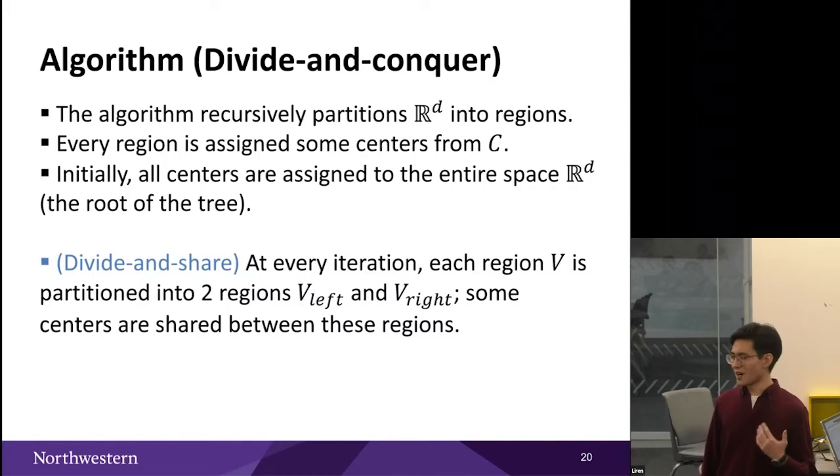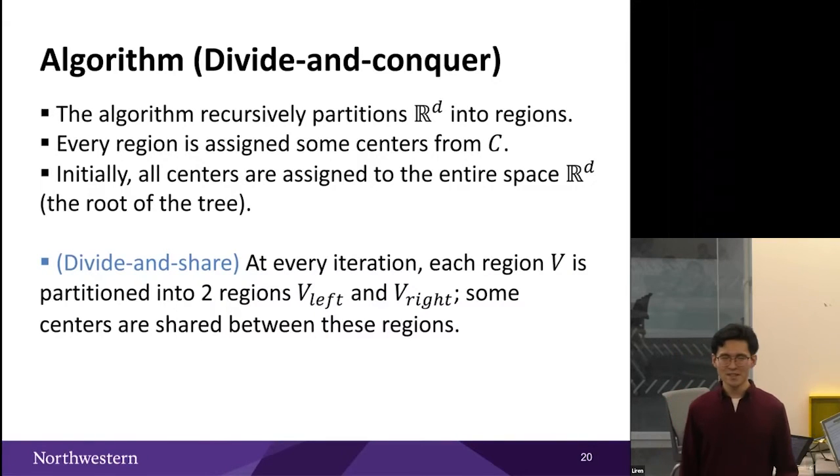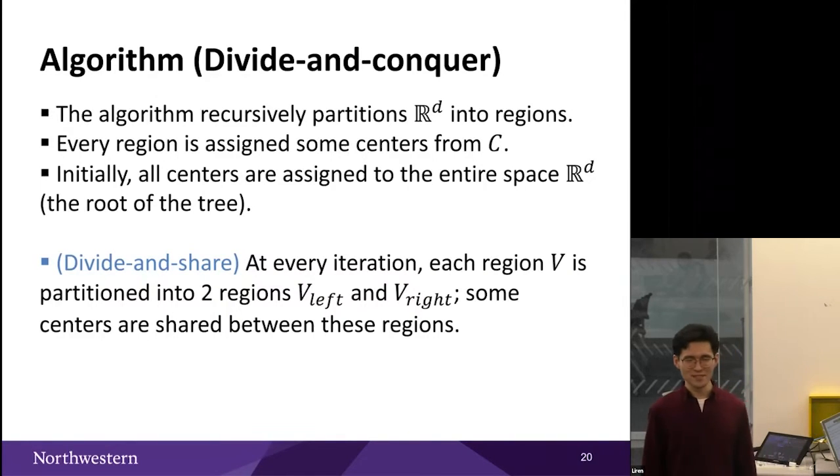Then we would recursively run a subroutine called divide and share. In this subroutine, at every iteration, each region V will be partitioned into 2 subregions, V left and V right. Some centers are shared between these regions.